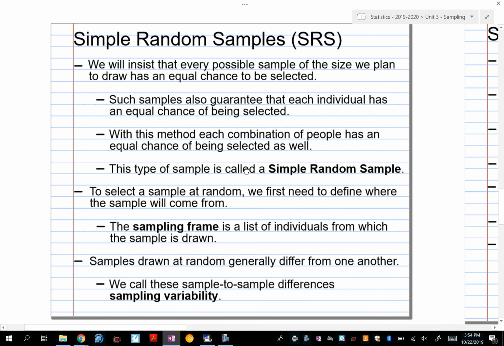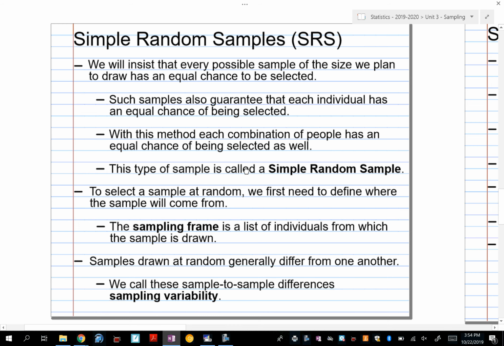Okay, a couple of words up here you want to look at. Sampling frame. This is the list of all possible individuals or things that we could draw from. So our sampling frame for the blubbers was the 100 blubbers. Okay, and your sample was your 10.